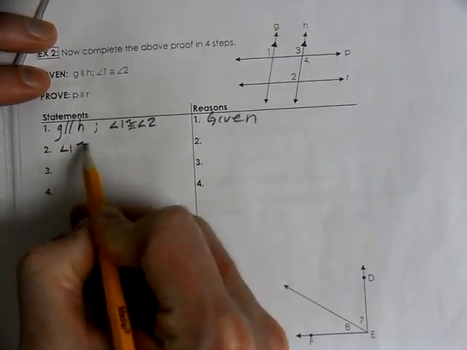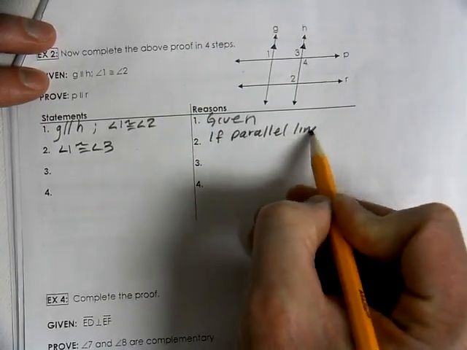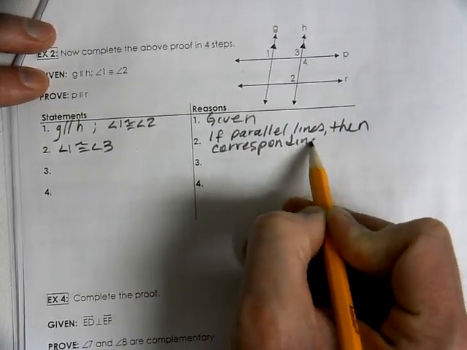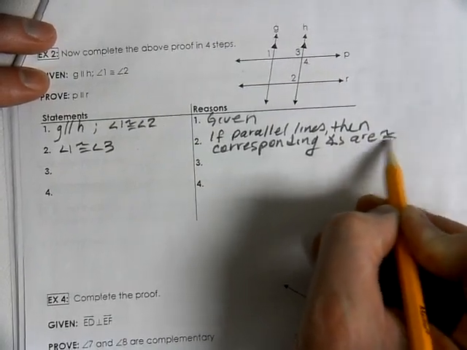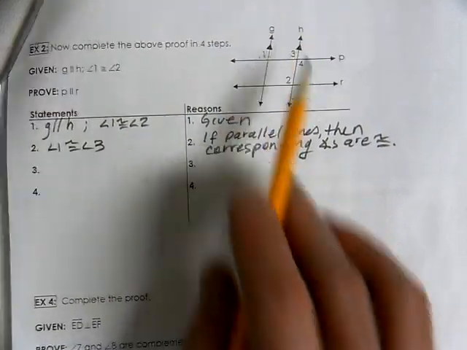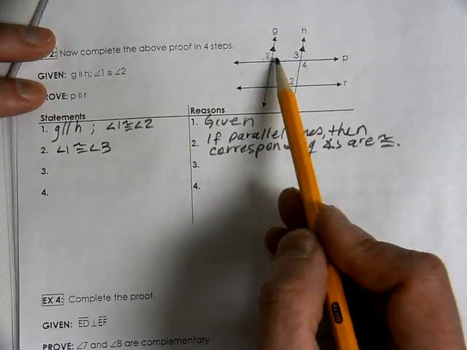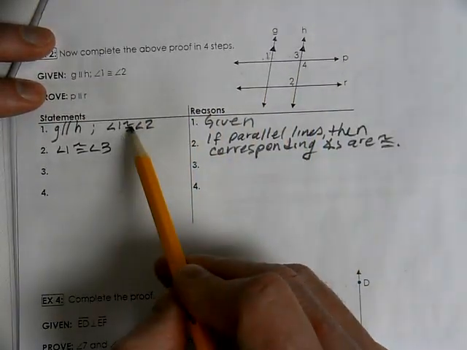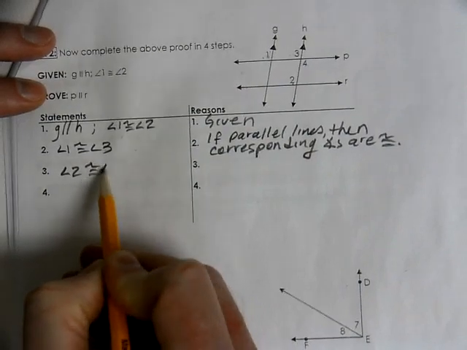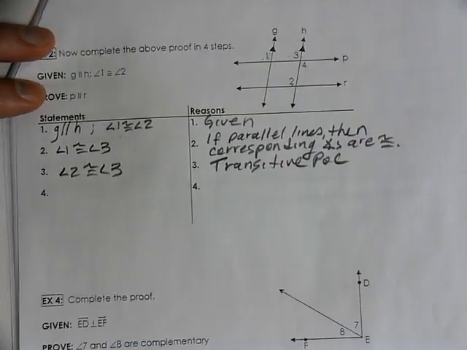So again, angle 1 is congruent to angle 3 if parallel lines, then corresponding angles are congruent. We have corresponding angles, and they have to be congruent if the lines are parallel. All right? We also know that 1 and 2 are congruent. So if 1 is congruent to 3 and 1 is congruent to 2, 2 has to be congruent to 3. That's the transitive property of congruence.